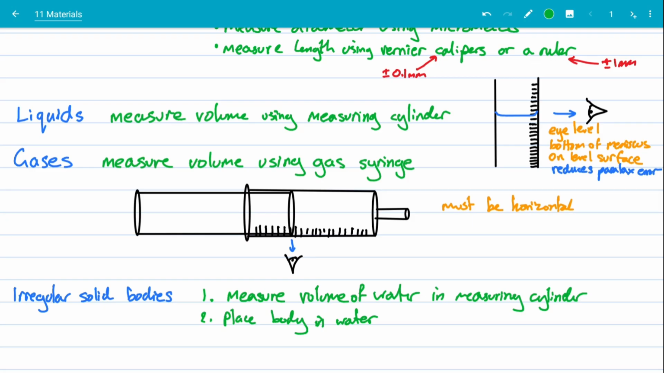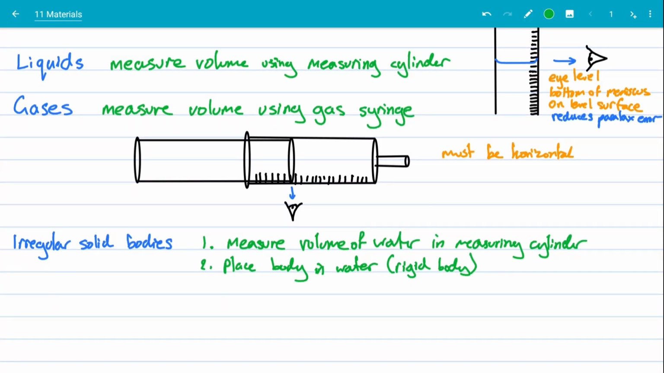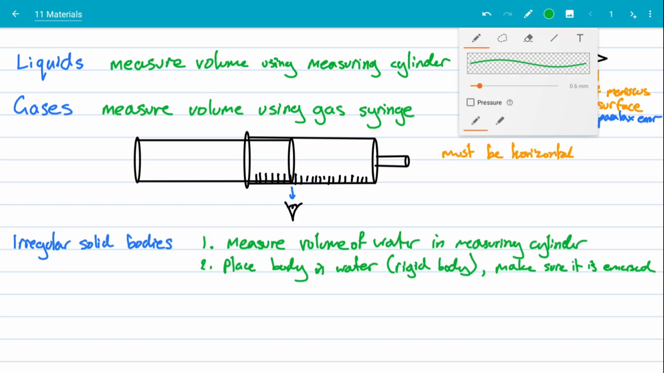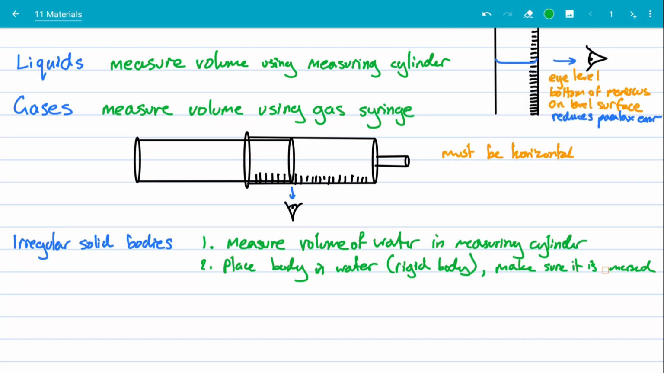So place the body in water, I'll say rigid body, for those sorts of reasons, and ensure it sinks so we can make sure it's underwater. So we use a very narrow, very thin pin to push it down. If it floats, make sure it is immersed. Is it immersed or immersed? Immersion, immersion. I feel like it should be an I. Immersed. Maybe even double M. Immersed. Right, if that's spelt wrong, get in the comments and let me know.